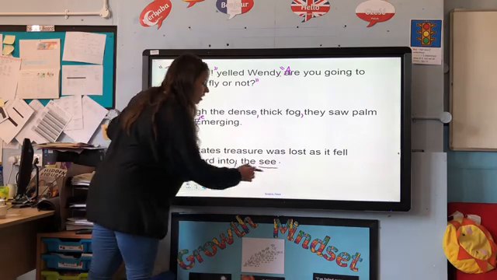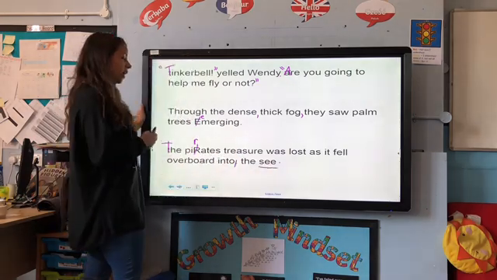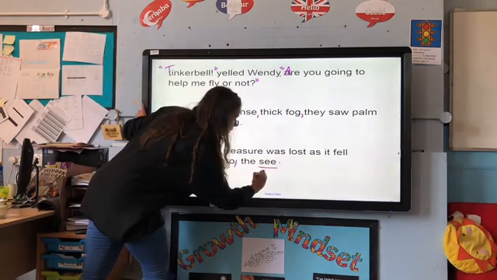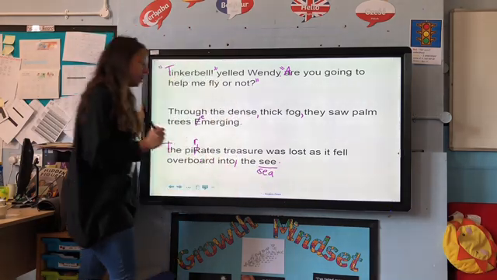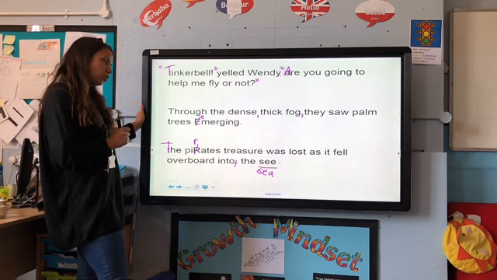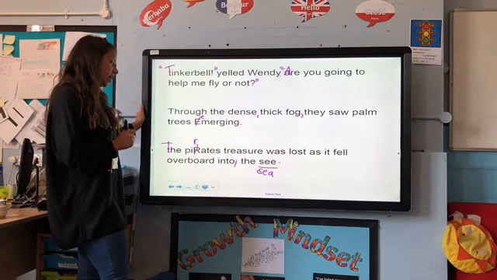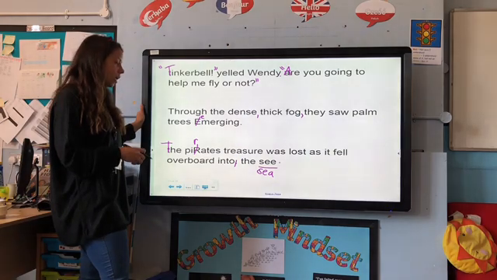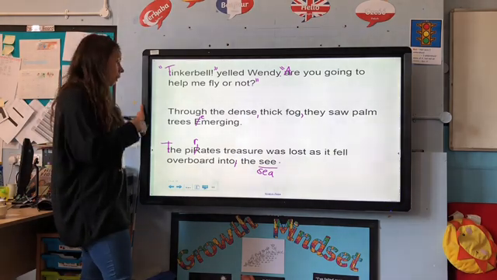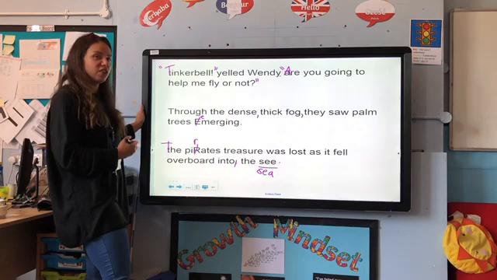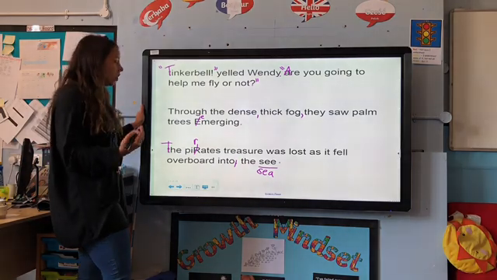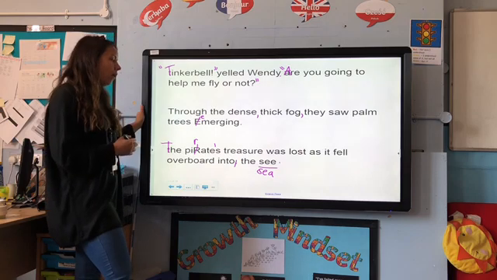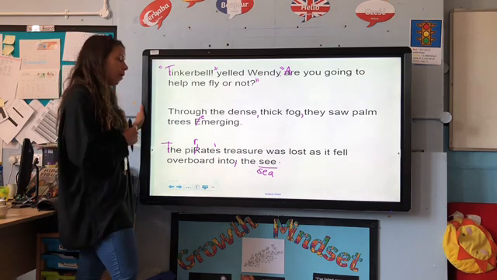But this word sea here means to see. We know that if we're talking about pirates and treasure, it fell overboard into the sea, we need to use the spelling S-E-A. The pirate's treasure was lost as it fell overboard into the sea. Now this example leads us nicely onto what we're going to be talking about today, because it's talking about the pirate's treasure. Now I'm going to assume this is one pirate, so if we're talking about singular possession, our apostrophe goes between the last letter of the word and the S. The pirate's treasure belongs to one pirate.